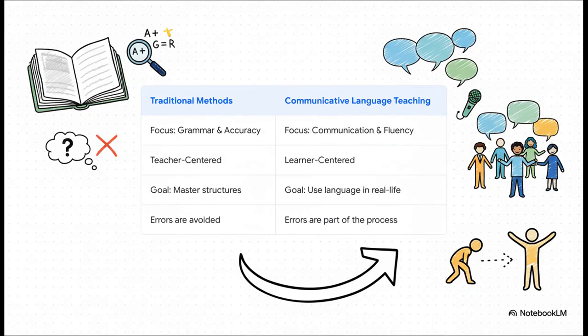Now this comparison, it just lays it all out so clearly. It's like night and day. The old way was all about the teacher. They lecture, you absorb. The number one goal was accuracy, which meant avoiding mistakes at all costs. CLT just flips that entire script. It's learner-centered. It's about fluency, about getting your message across. The goal is to use language in situations that feel real. And, this is the big one, making mistakes is seen as a totally natural, even necessary part of learning.